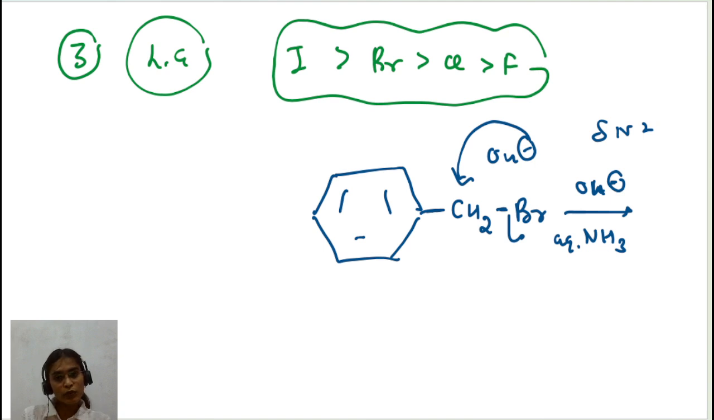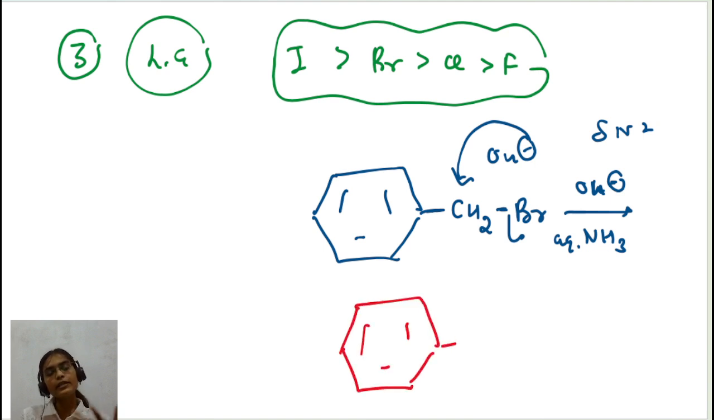Condition number two: what if it follows the SN1 mechanism? Let's say it follows the SN1 mechanism. Then what we get is a carbocation formation. Isn't the benzyl carbocation the stable one? Yes. Then the interesting part starts. So should we follow the SN1 or SN2 mechanism?